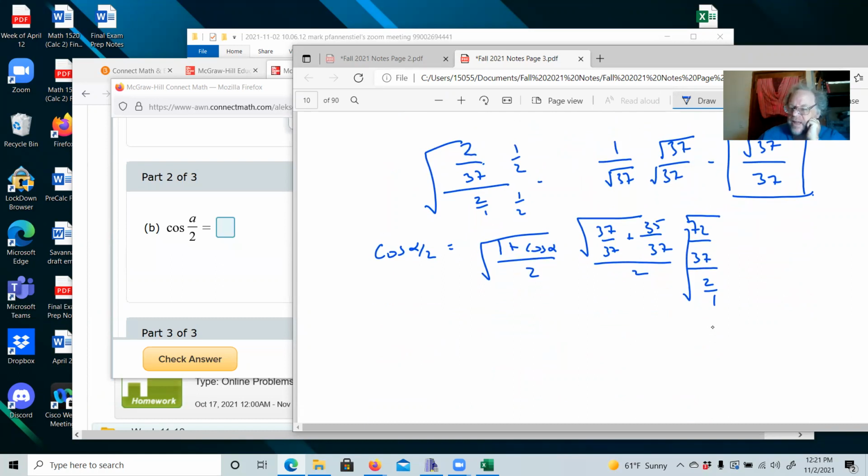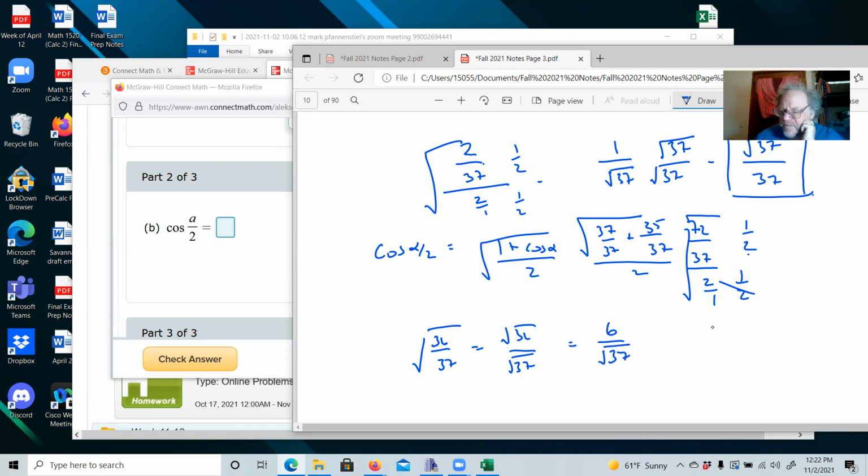Okay, so again, we're going to invert and multiply, so that's 1/2, 1/2. Okay, that cancels. 72 over 2, that's 36, isn't it? So we have the square root of 36 over 37. Here's the square root of 36 over the square root of 37. So that's going to be 6 over root 37.